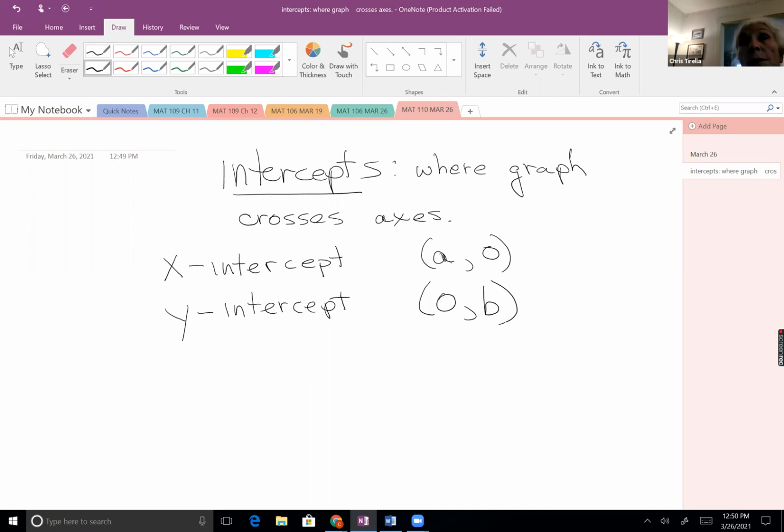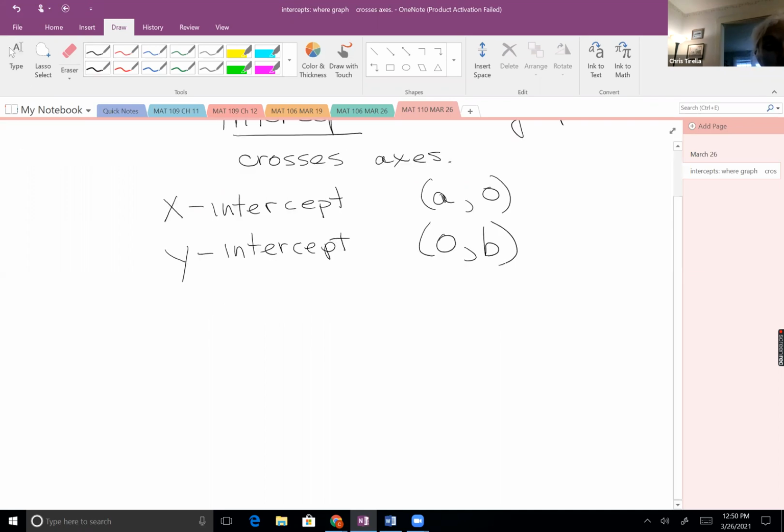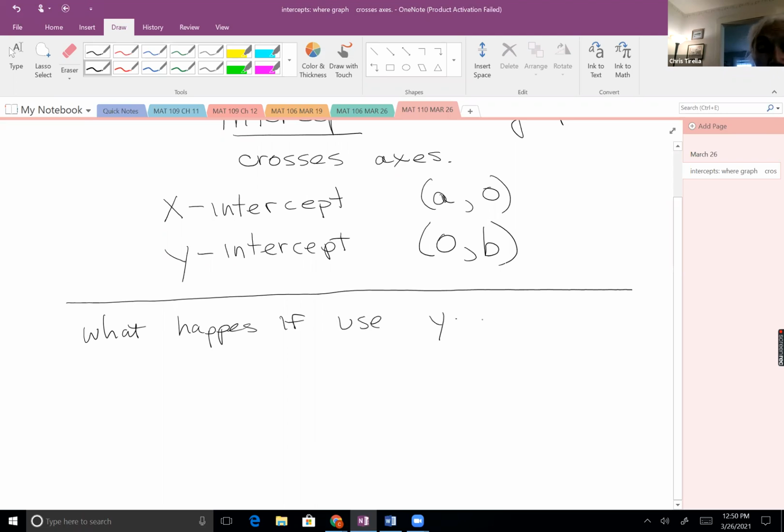So we're going to do something a little bit theoretical before we look at a more practical hands-on example. And what we're going to do is we're going to say, what happens if we use the y-intercept, which is that point (0, b), in the point slope formula?